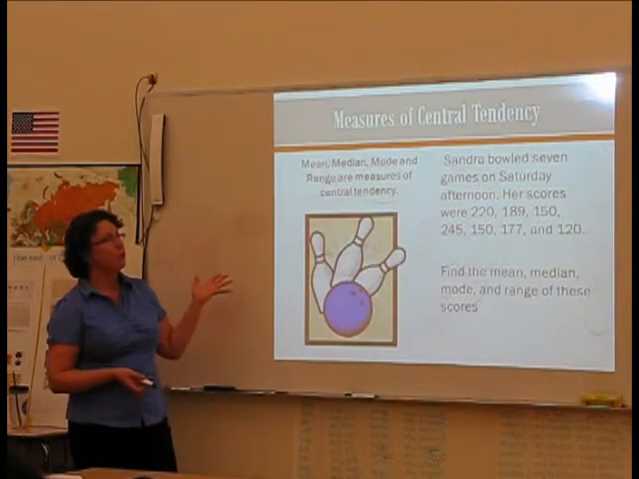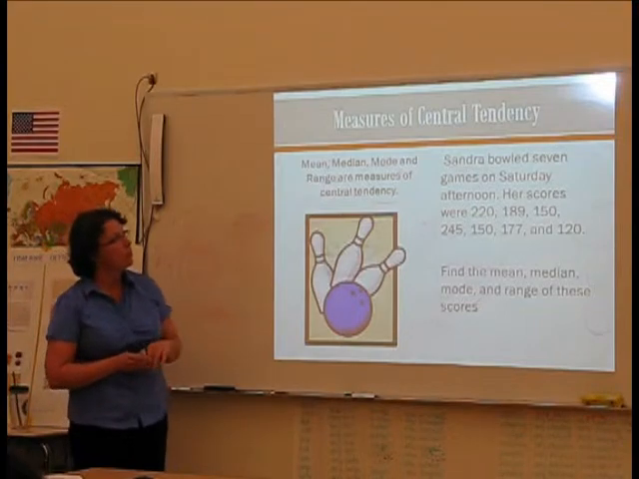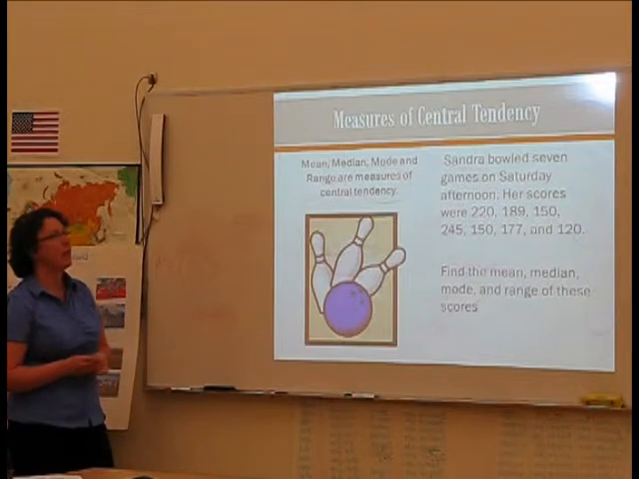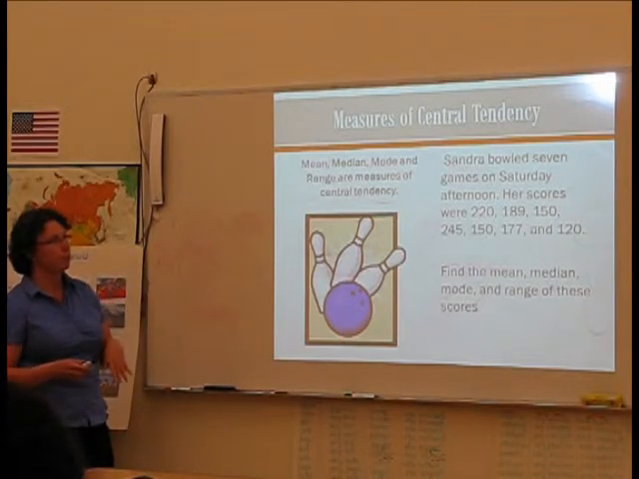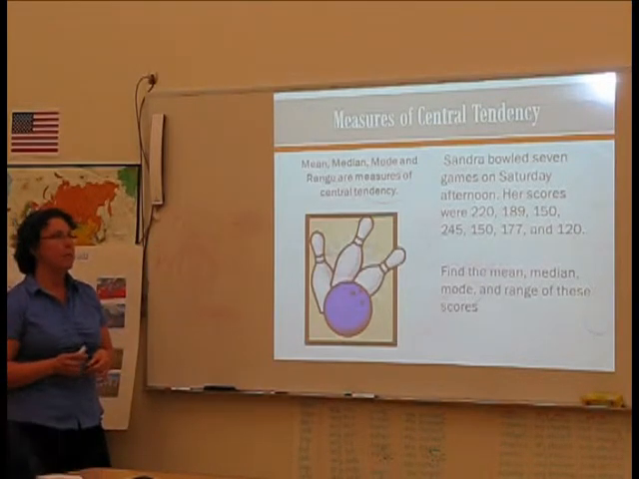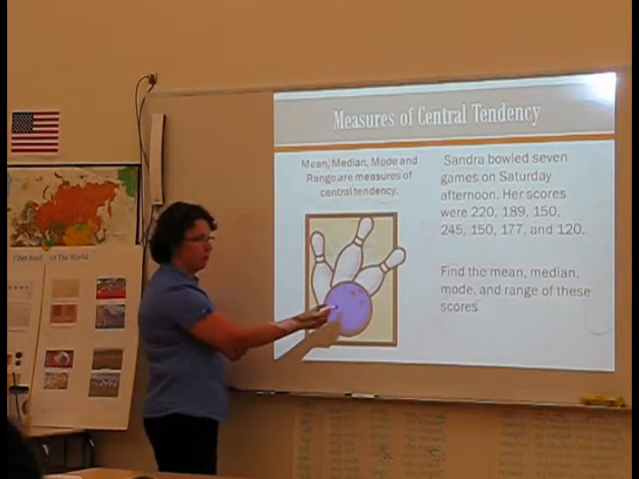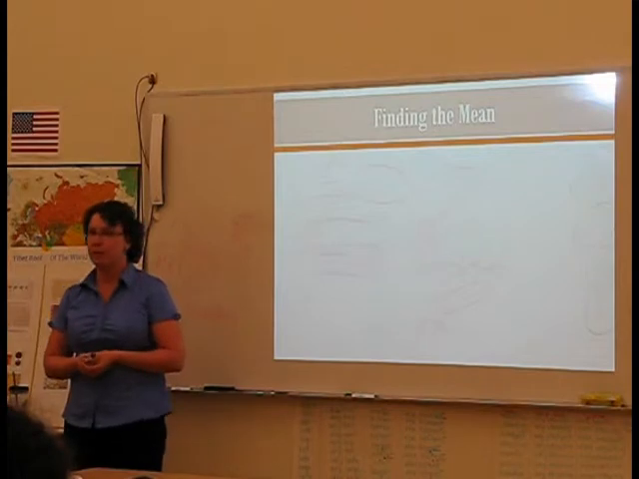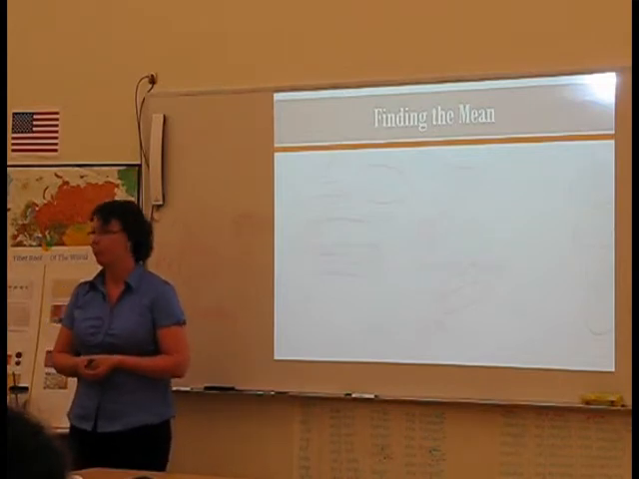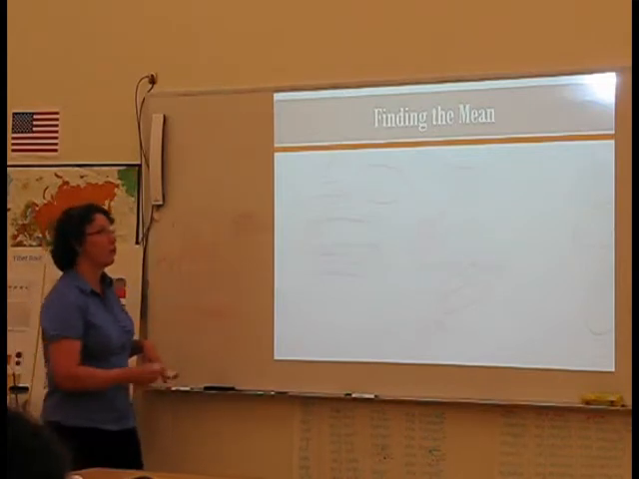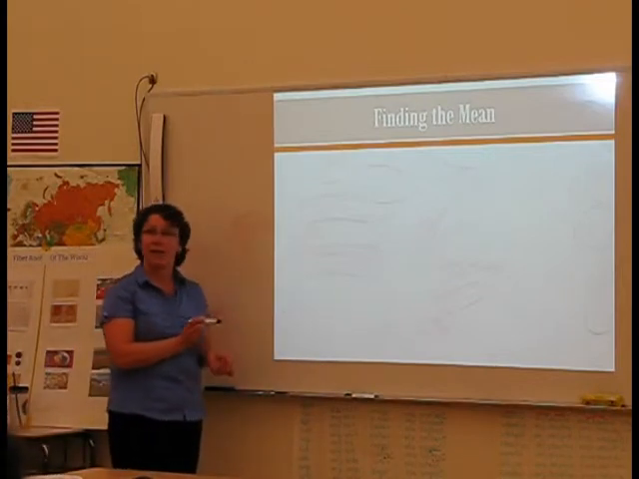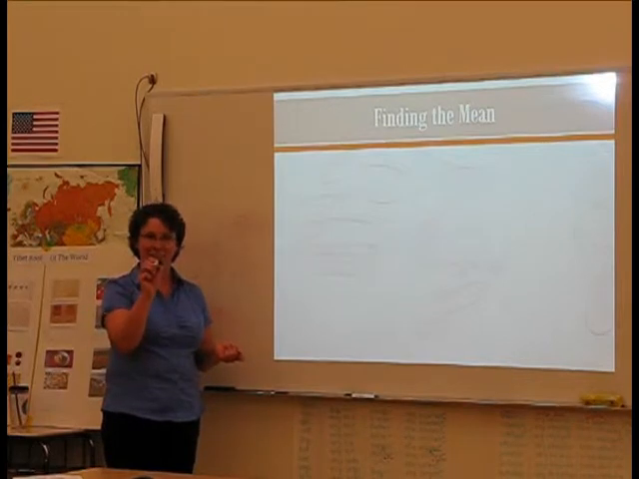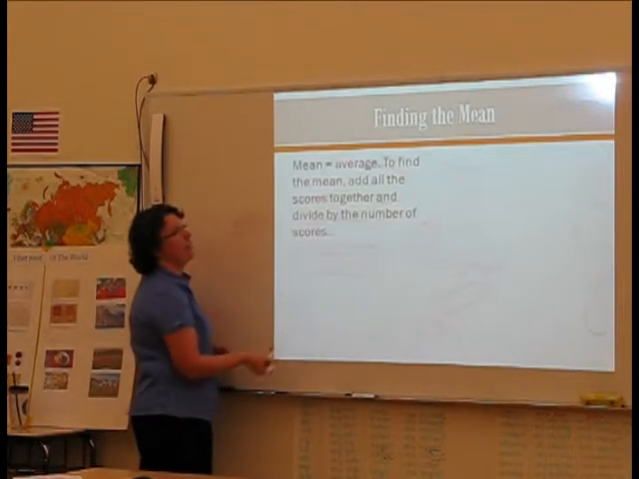Okay, so we're going to use Sandra and her bowling games as our data set for these questions. Sandra bowled 7 games on Saturday afternoon. You see her scores. We're going to find the mean, median, mode, and range of those scores. Okay? Let's start with mean. Anybody know another name for the mean? The average. The mean is exactly the same thing as the average. Good. Anybody know how to get the average? Exactly. Good. That's exactly what we're going to do to find the mean or the average.